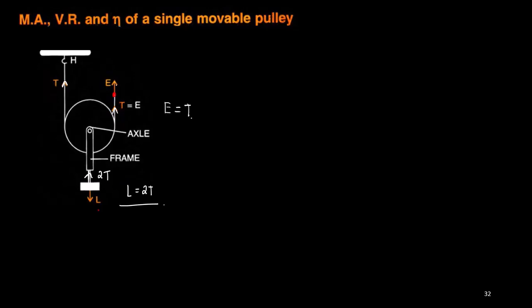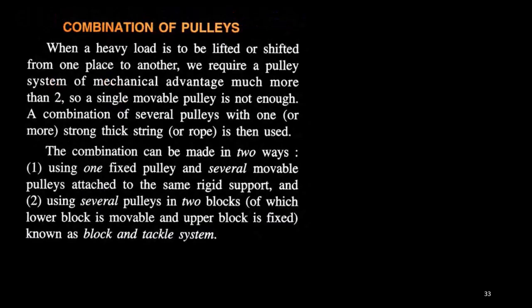If I simplify this, load equals 2 times effort, or the L by E ratio is 2. The mechanical advantage is 2. So in the first situation, with one fixed pulley, the mechanical advantage is 1. And here, with one fixed pulley and another moving pulley, the mechanical advantage is 2. So it depends on the number of pulleys. The more pulleys, the more the mechanical advantage increases.